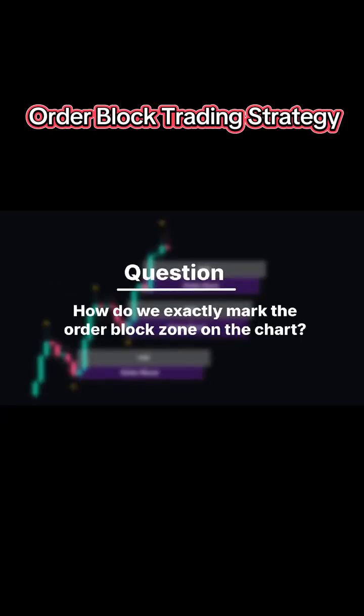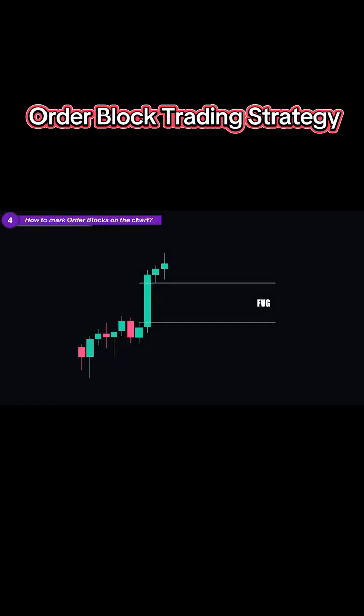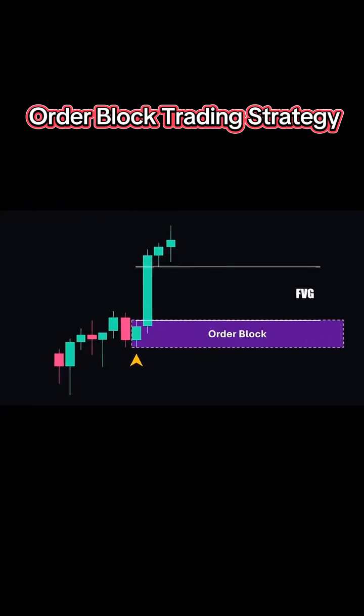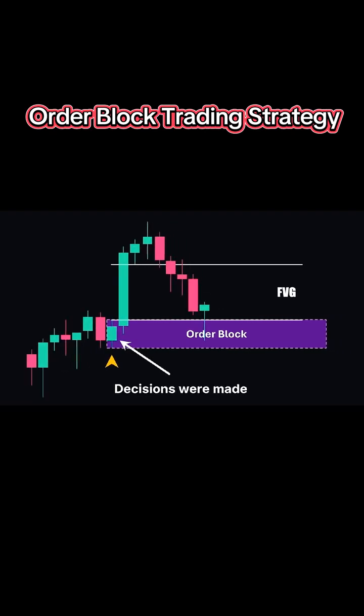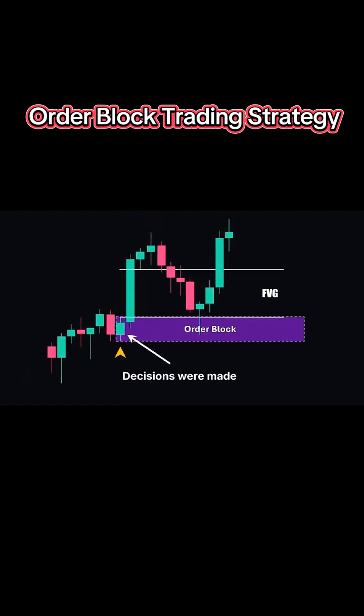Now, how do we exactly mark the order block zone on the chart? We mark the candle before the fair value gap as our order block because we believe this is where the buying or selling decisions were made. If the price returns to this area, we expect buyers or sellers to step in again, causing a strong reaction. In simple terms, order blocks are strong supply and demand zones. The difference is that we only focus on the zones that created a strong move and left behind a fair value gap, suggesting that smart money was active there.